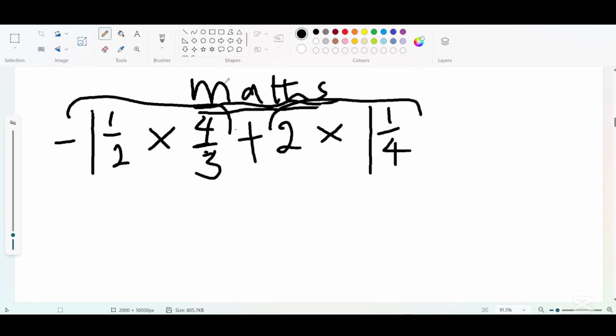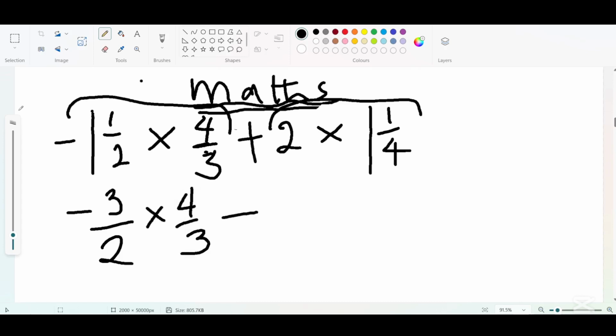So we have to work within each term. That means we have to resolve this one and get a value, then resolve this one and get a value, after which we will add them together. The first thing we do when we see an expression is convert all the mixed fractions back. So this one is going to be minus 4 all over 3 plus 4 times 9 all over 4.